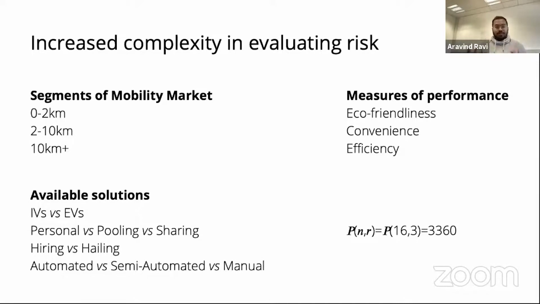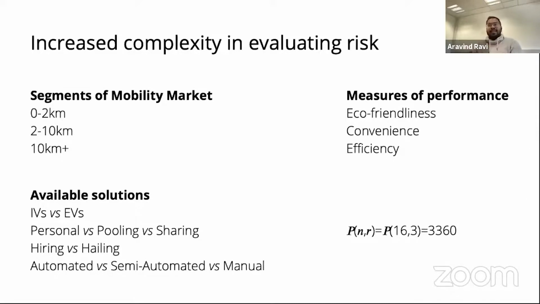So if you want to do a simple permutation, let's say we want to pick out an arbitrary mobility solution that incorporates 3 of these 16 points we have discussed, and you want to create a solution. So you can actually arrive at 3,360 different types of mobility solutions.